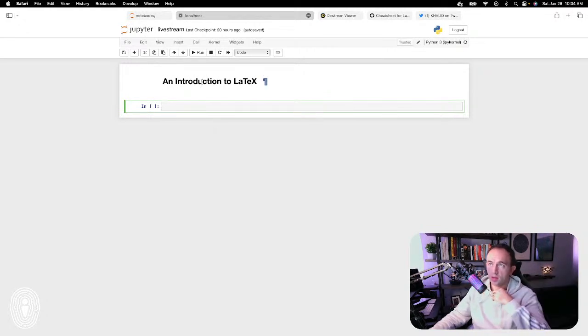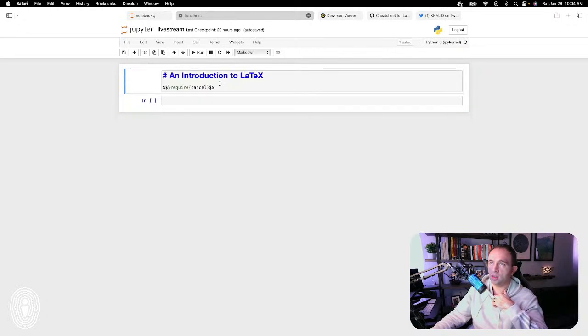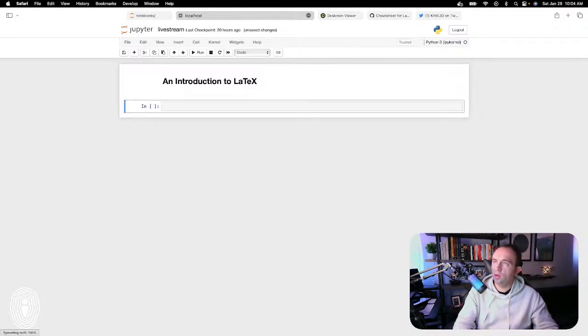So I already have one markdown cell here. It's kind of hard to tell because I've already run it. Ignore this because that was just a personal note for me. But basically, let me give a very quick demonstration here.